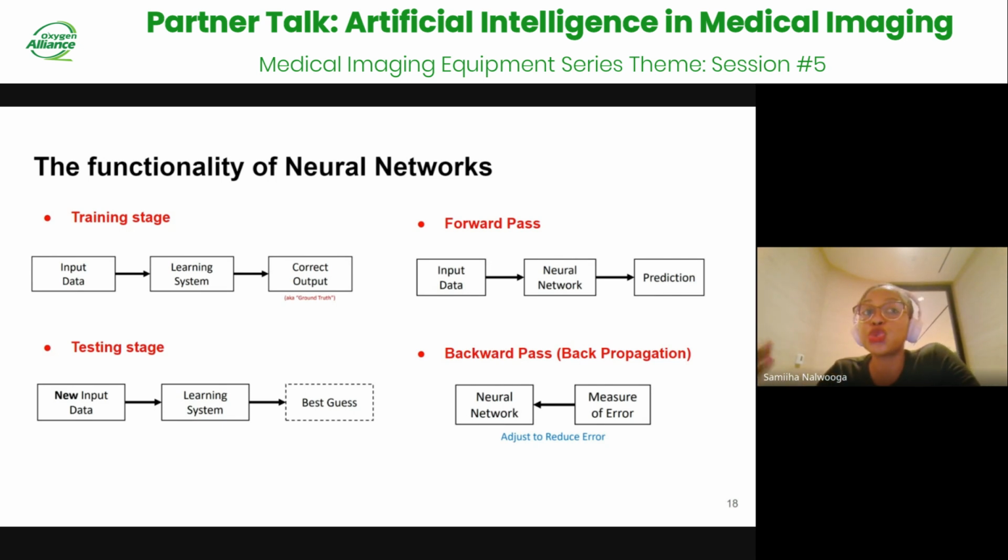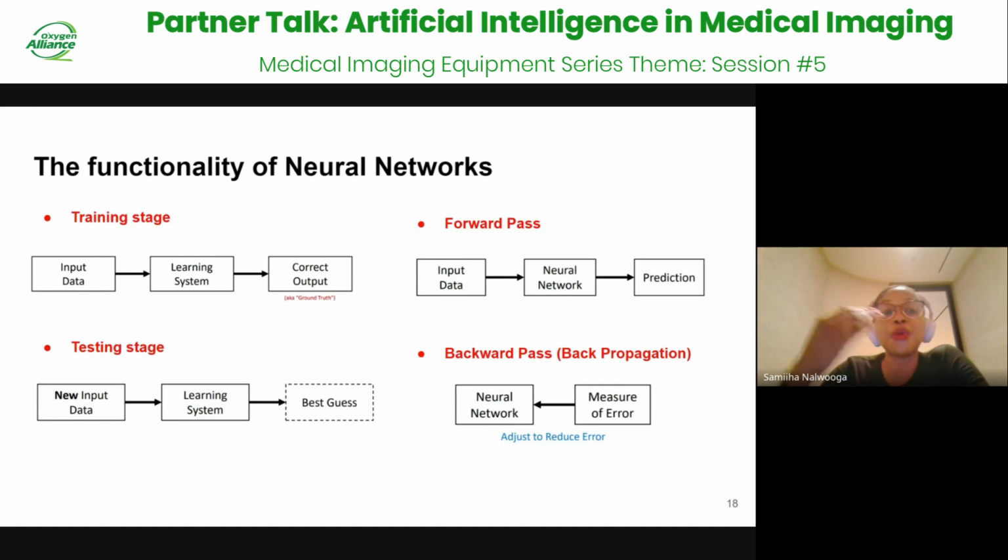But if you actually understood the concepts in class, you can generalize in an exam and be able to pass it. It's the same thing with the functionality of the neural network. We have a learning system that is a neural network. We have input data, and that input data also includes the correct labels.